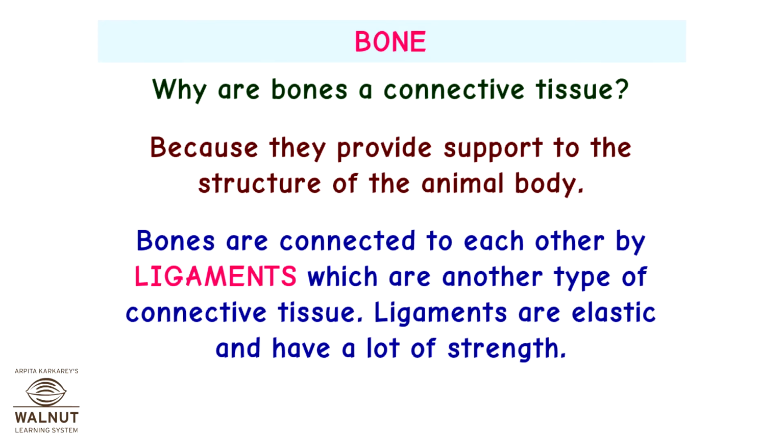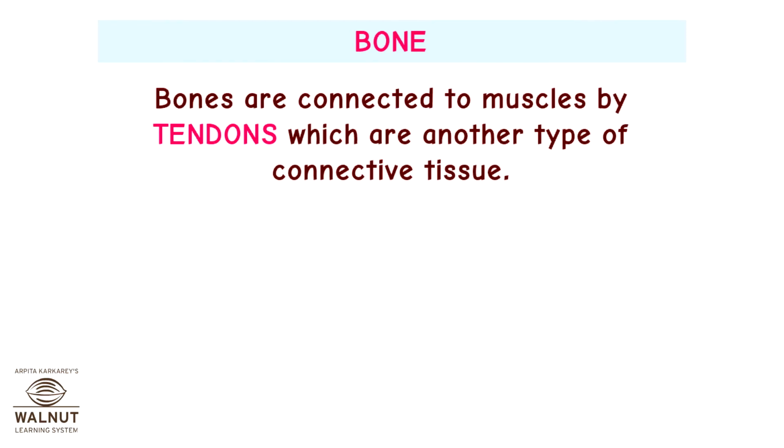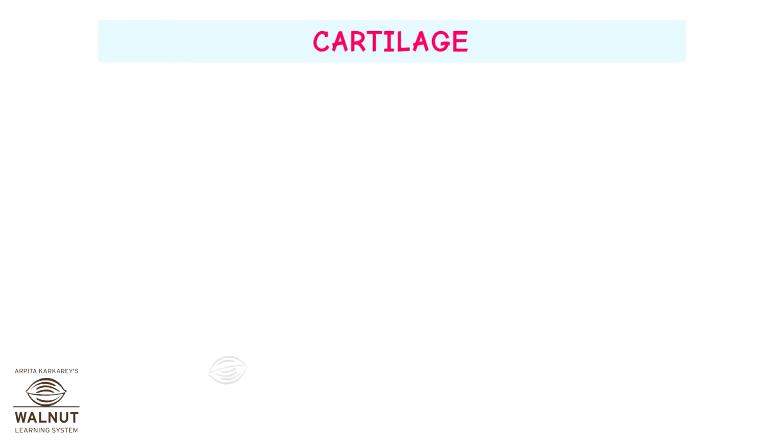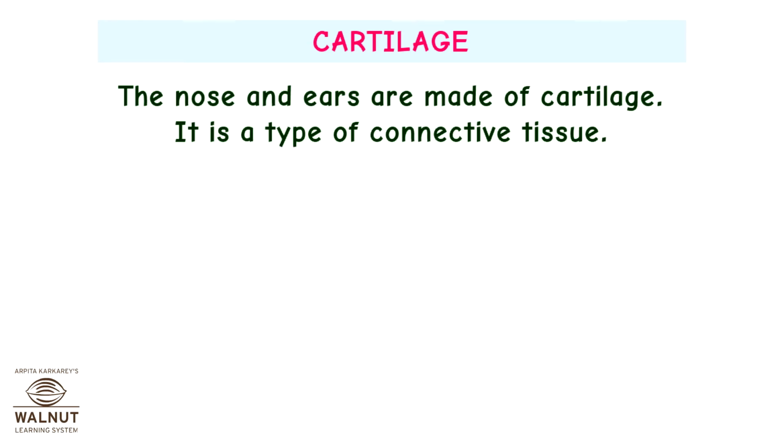Bones are connected to each other by ligaments, which are another type of connective tissue. Ligaments are elastic and have a lot of strength. Bones are connected to muscles by tendons, which are another type of connective tissue. Tendons are strong but do not have much flexibility. Cartilage. The nose and ears are made of cartilage. It is a type of connective tissue.